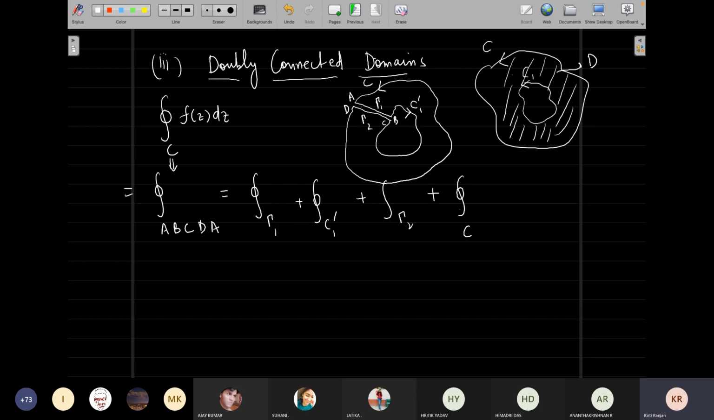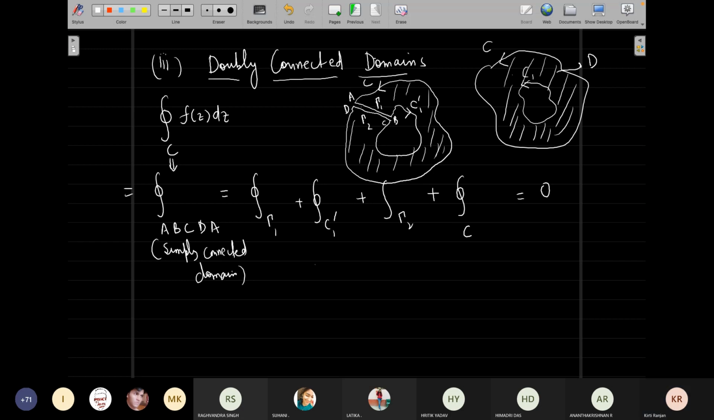Why did I do that? What did I achieve by doing it? Sir, it will be 0. Why is it 0? Because the domain is now analytic everywhere. Exactly. So the whole point of making this cut is to ensure that now this path, the whole path A, B, C, D and A, becomes a simply connected domain. And hence I can apply my Cauchy-Goursat theorem there. So the result should turn out to be 0.